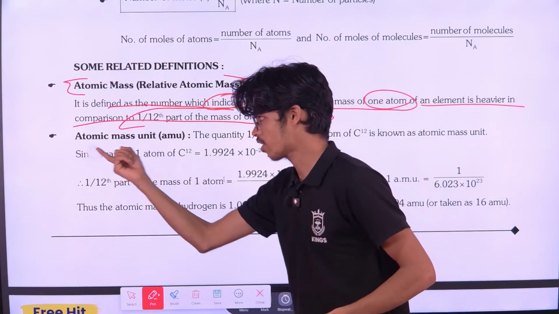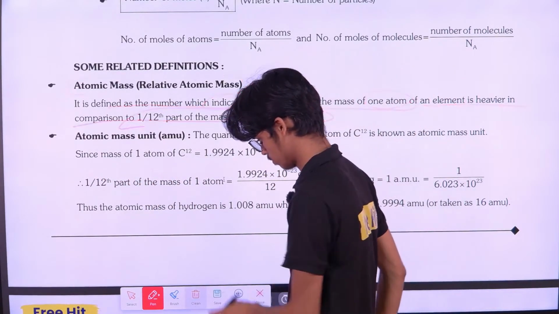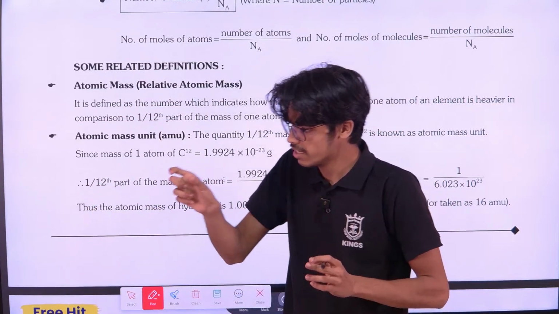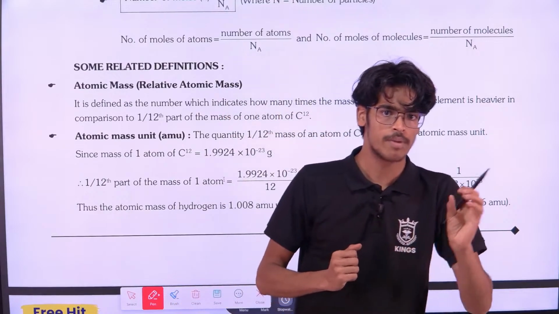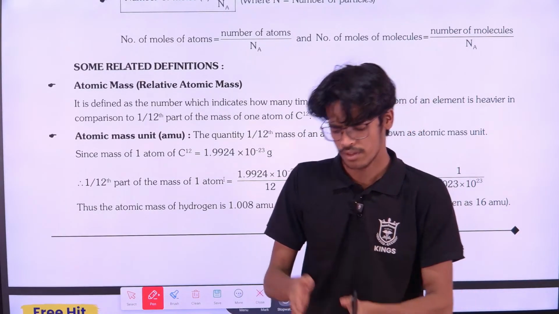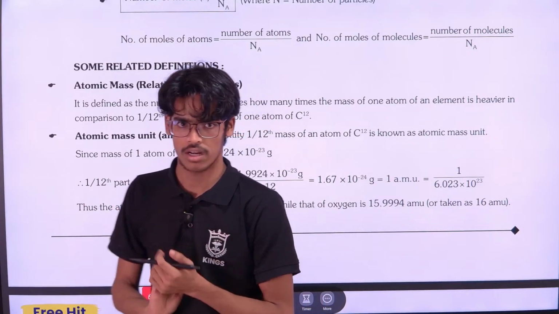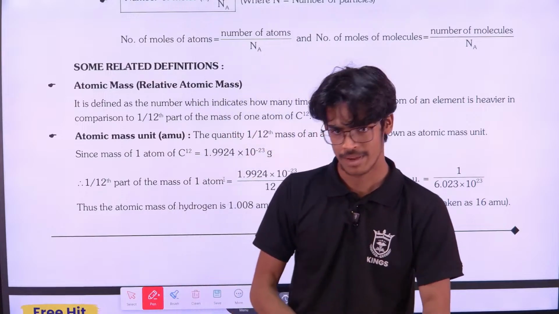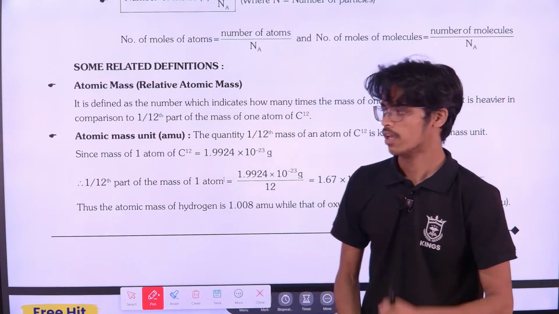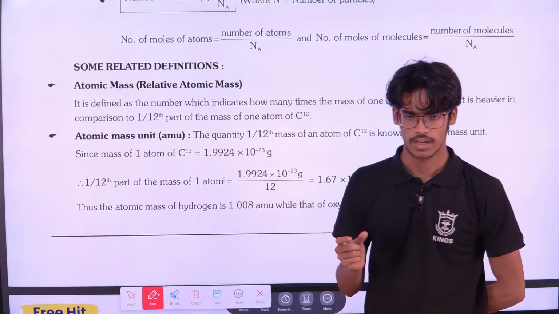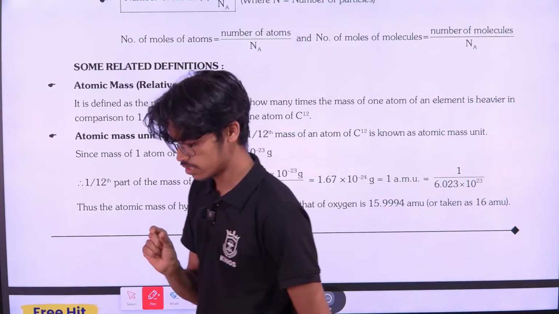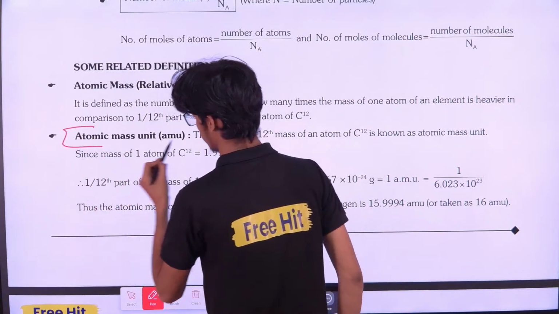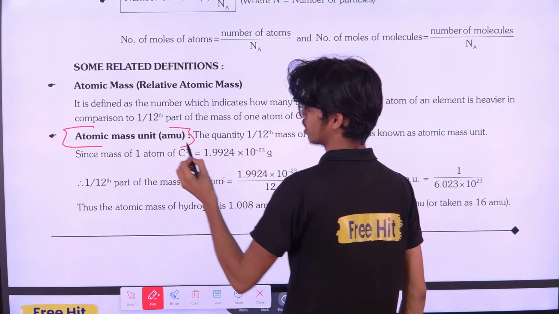First, understand what is atomic mass unit. When you measure some weight, you measure it in terms of kg. When you measure some length, you measure it in terms of meter, right? And if you're measuring very small lengths, you measure it in terms of centimeter, millimeter. Now, for very small atoms, you have to take a very small unit. For that, the smallest unit was developed, and that is called atomic mass unit, represented by AMU.